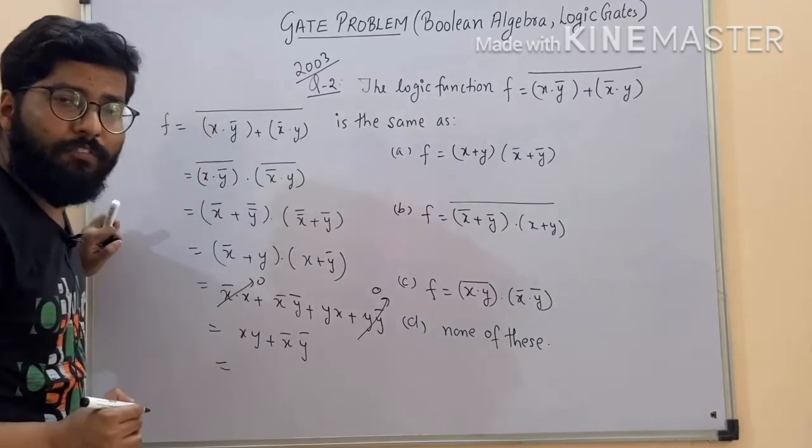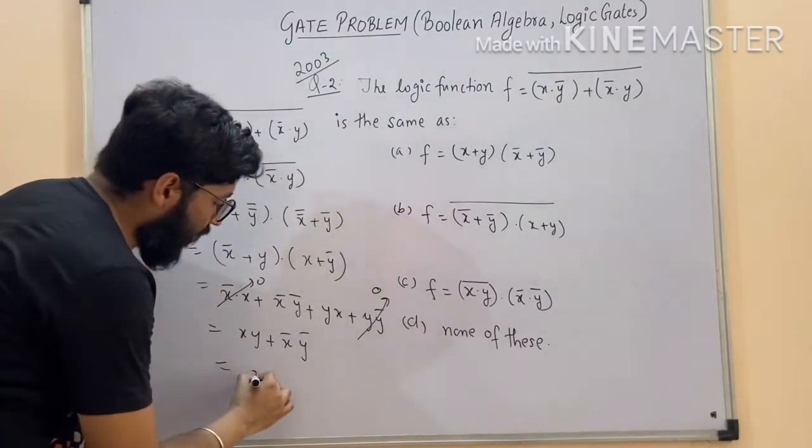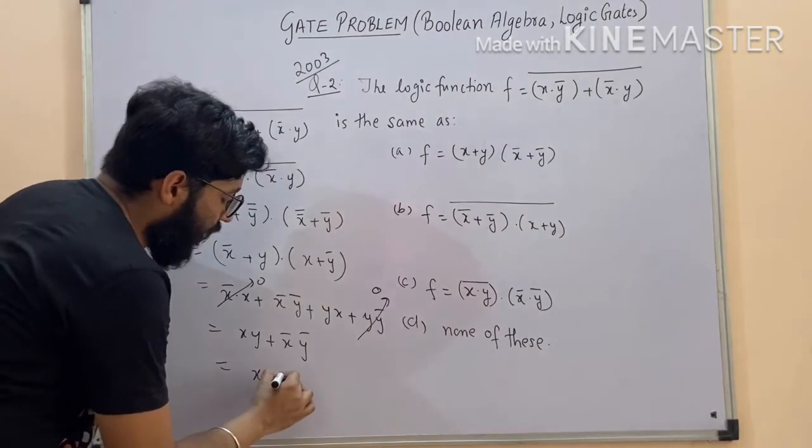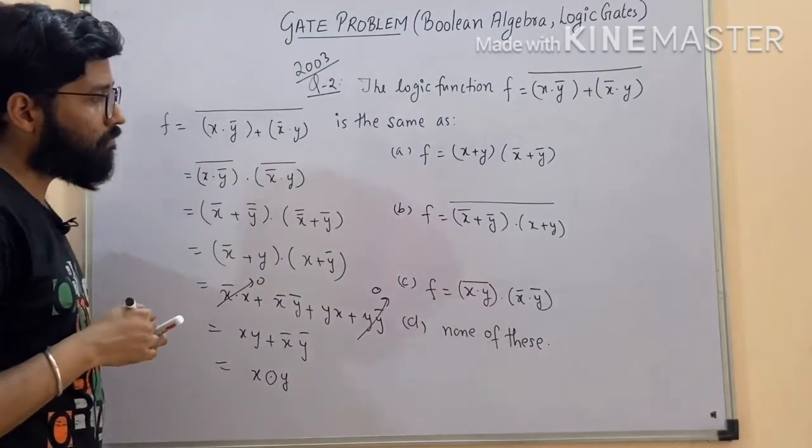This is the property of the XNOR gate. You can also write it as x XNOR y. Okay, so you will see which option matches.